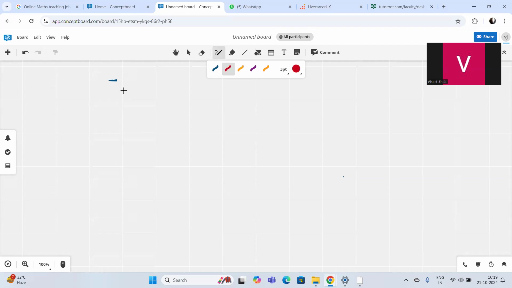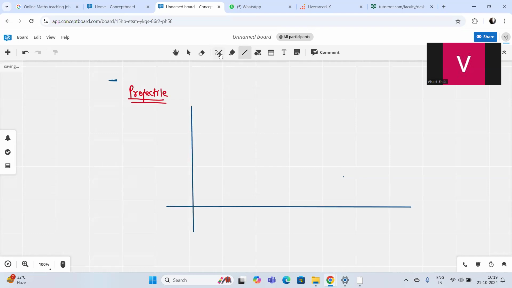So today the topic of discussion is projectile. What is a projectile? This is a horizontal line, and this is a vertical line. So if I throw an object with an initial velocity of u with an angle of projection theta, the object will go along an inverted parabola like this.